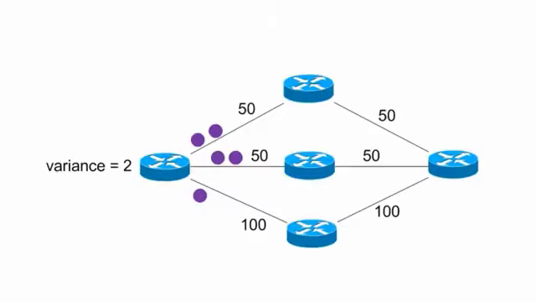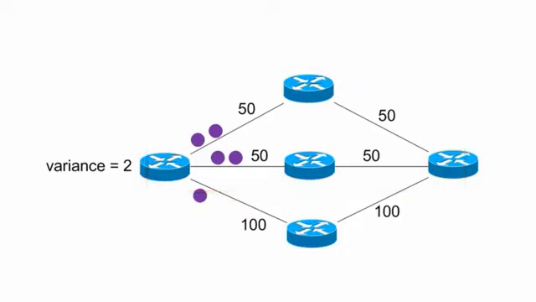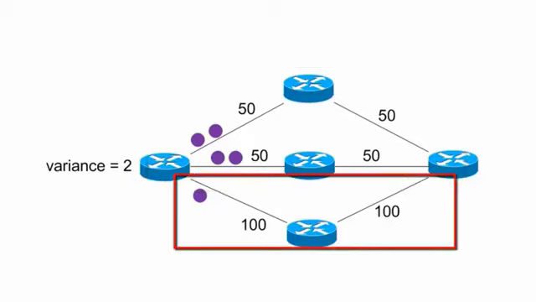EIGRP is the only IGP that can perform unequal cost load balancing across different paths. This is accomplished using the variance command, which defines a tolerance multiplier that can be applied to the best metric, and that will result in the maximum allowed metric. For example, in this diagram, there are two routes with a cumulative metric of 100 to a destination and a route with a cumulative metric of 200 to the same destination.